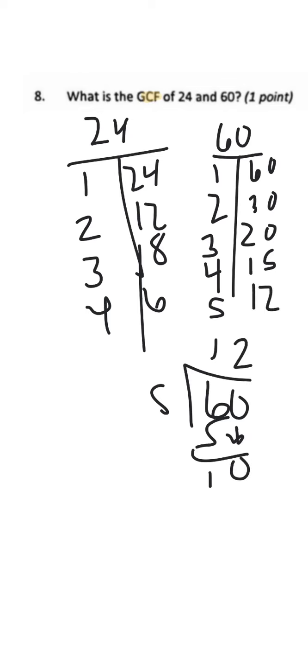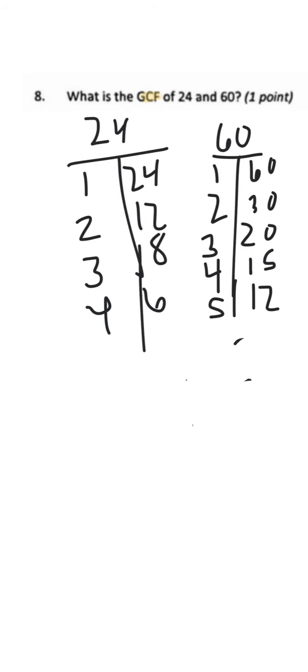There you go, 5 times 12. I'm trying to erase my work over here. And then we have 6 times 10. 7 doesn't go in there, 8 doesn't go in there, 9 doesn't go in there, and 10 we already have over here, so we can stop.